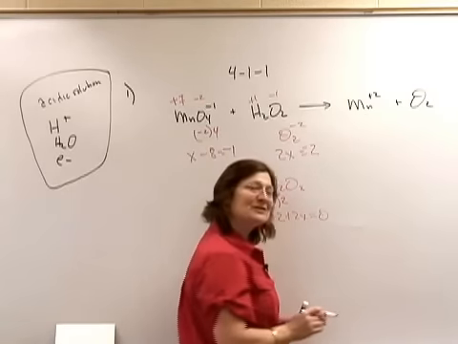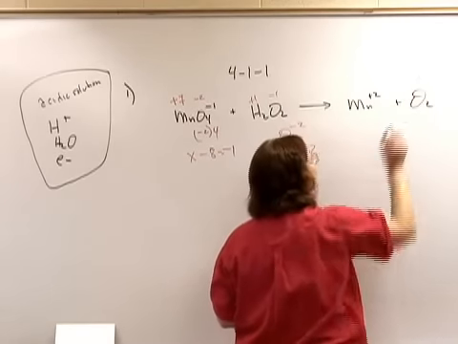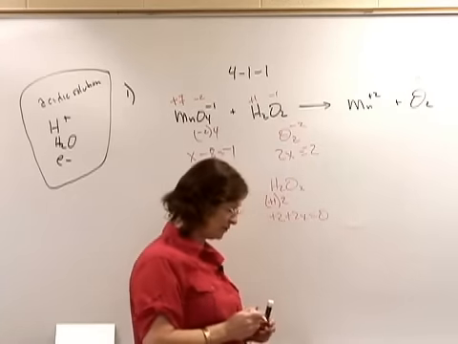Manganese here obviously is +2. It's an ion. And oxygen is standing by itself and therefore it is 0. It is a diatomic molecule.